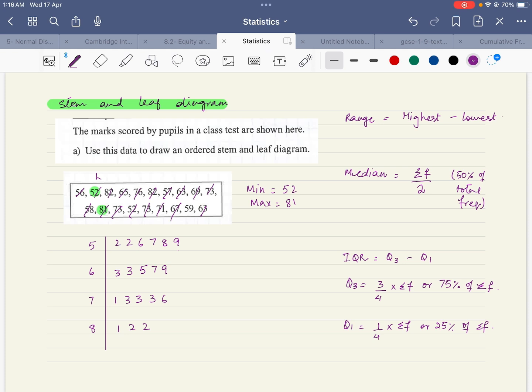Now for the stem and leaf diagram, you can find a few things. Number one is minimum, second one is maximum. Then we have range. Range is highest minus lowest value. Highest value 81, lowest value 52. Answer is 29. Range is 29.